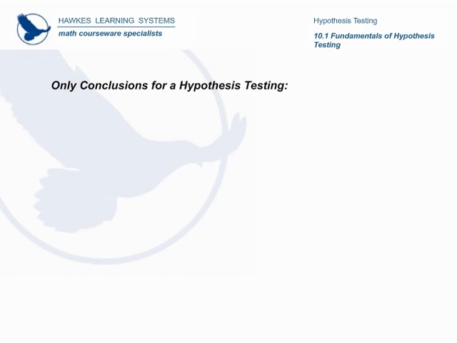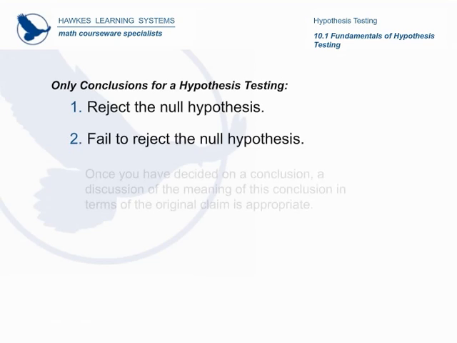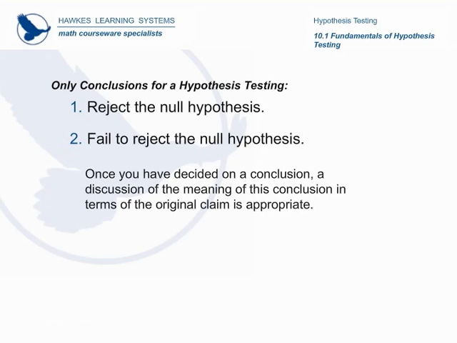Now let's take a look at the only conclusions for hypothesis testing. The only conclusions we can draw are we can reject the null hypothesis, or we can fail to reject the null hypothesis. Once you have decided on a conclusion, a discussion of the meaning of this conclusion in terms of the original claim is appropriate. And what that means is once you determine whether you will reject the null hypothesis or fail to reject the null hypothesis, you have to state why.